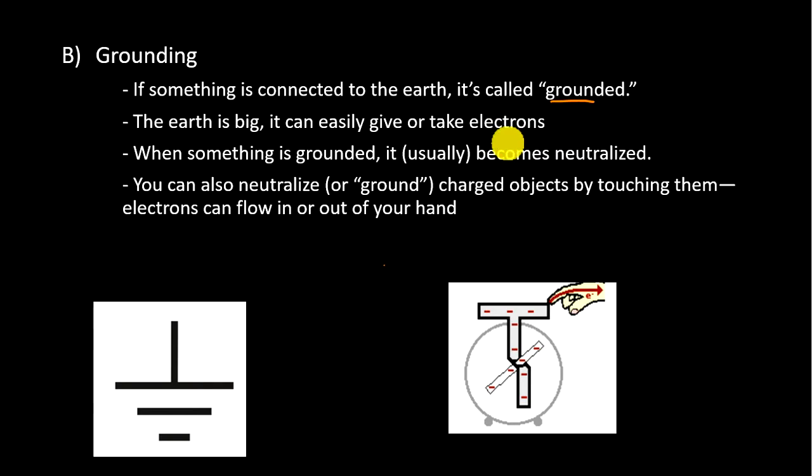So because of that, if something is negatively charged and it touches the earth, the earth can take in those electrons. There's plenty of room for those electrons to repel into the earth and spread apart. If something's positively charged, electrons from the ground could pretty easily move up into that positively charged object. So the earth can give electrons, the earth can take away electrons. And that often means that if something is grounded, usually it's becoming neutralized because those extra electrons could be taken away or those missing electrons, if something's positive, could be added back in.